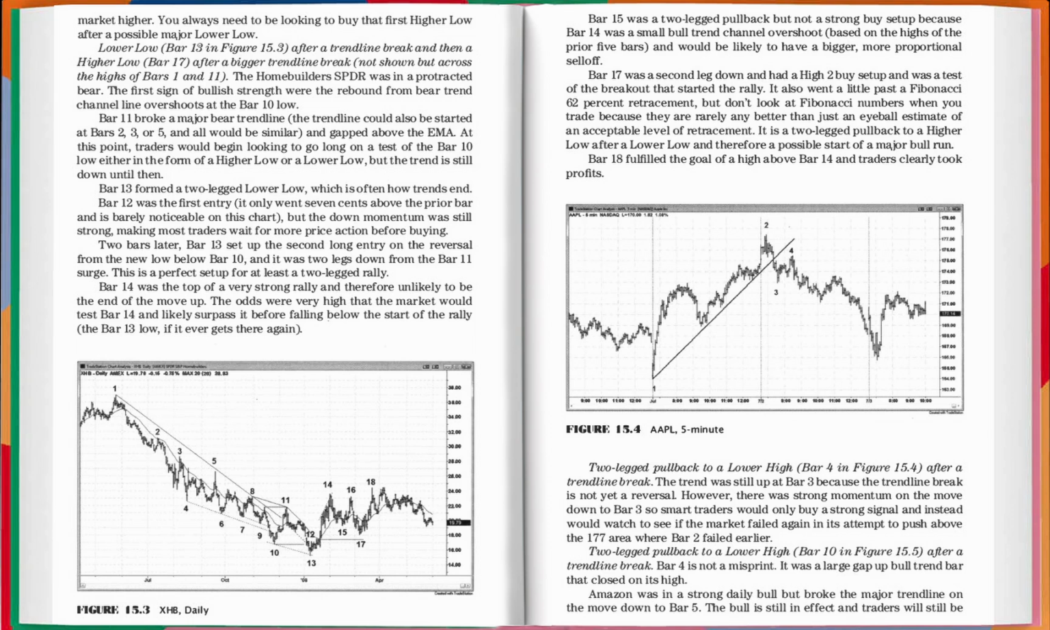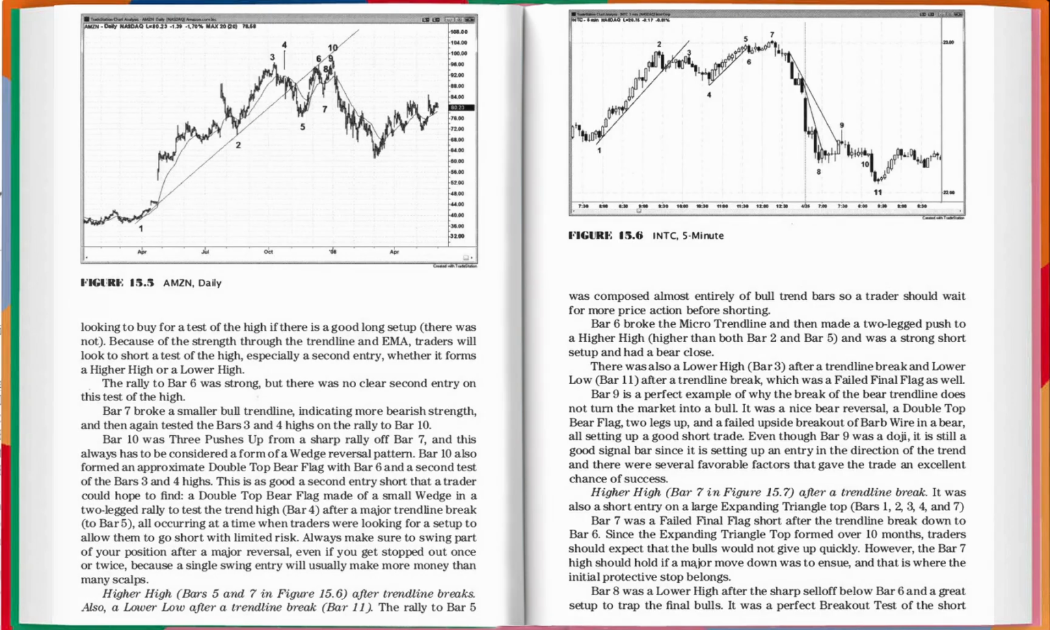Two-legged pullback to a lower high, bar 10 in figure 15.5, after a trendline break. Bar 4 is not a misprint. It was a large gap-up bull trend bar that closed on its high. Amazon was in a strong daily bull but broke the major trendline on the move down to bar 5. The bull is still in effect, and traders will still be looking to buy for a test of the high if there is a good long setup.